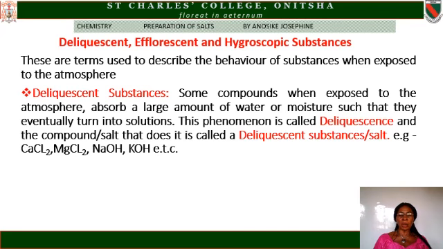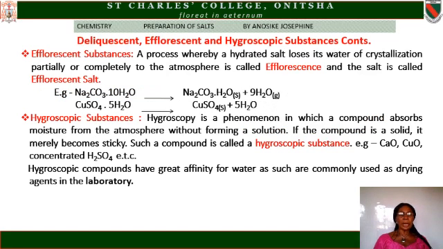Such phenomenon is what we call deliquescence, and such compounds are called deliquescent compounds or salts. Examples are calcium chloride, magnesium chloride, sodium hydroxide, potassium hydroxide, and the others. The second category are the ones we call the efflorescent substances.